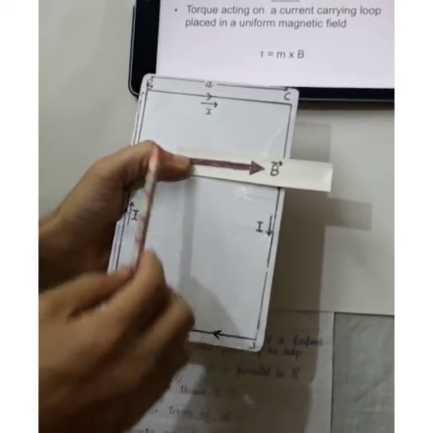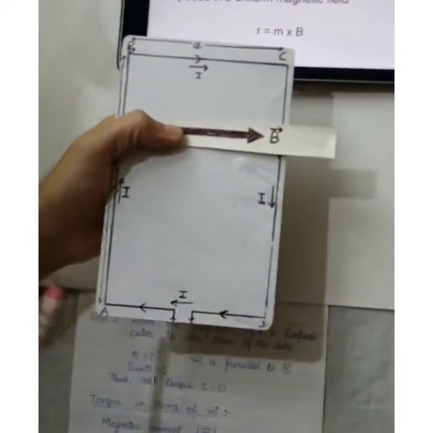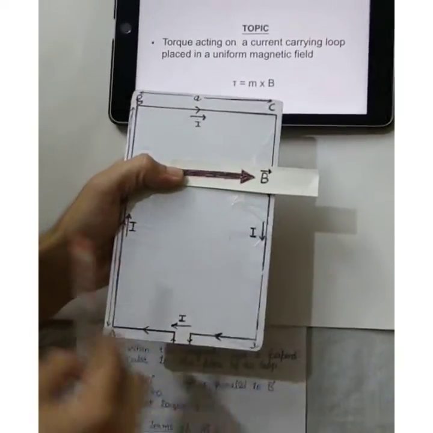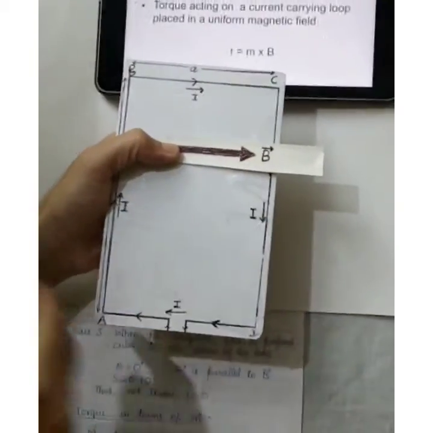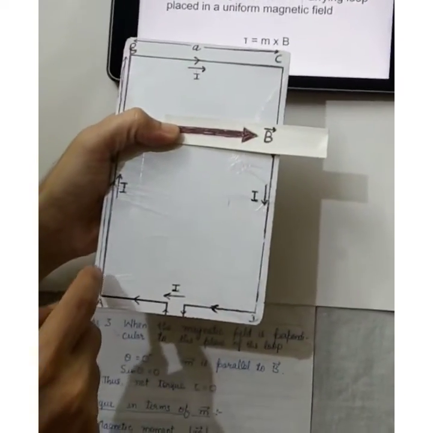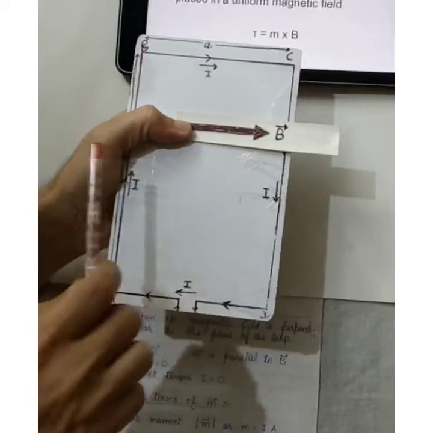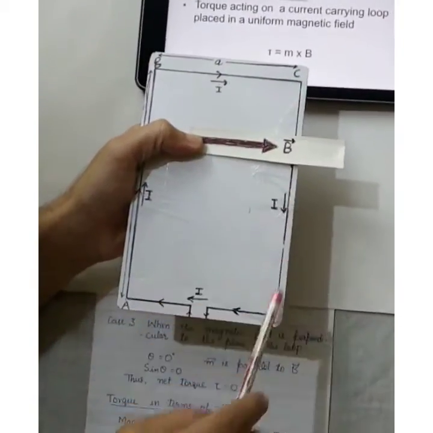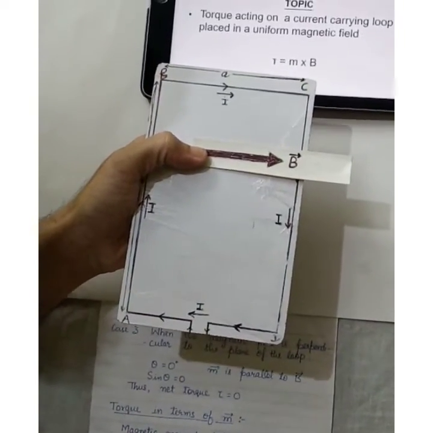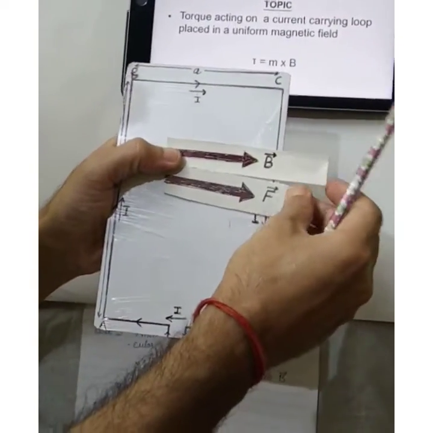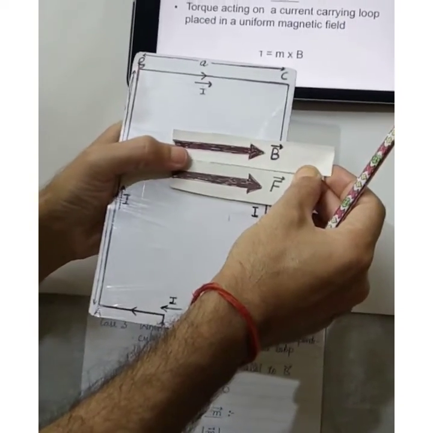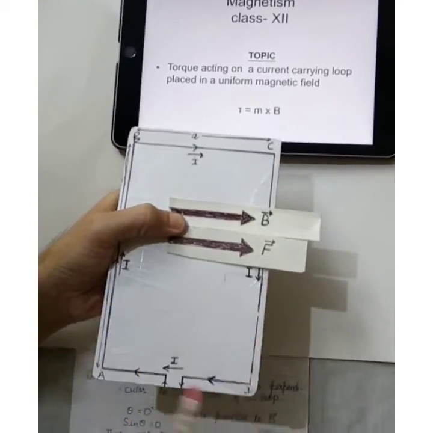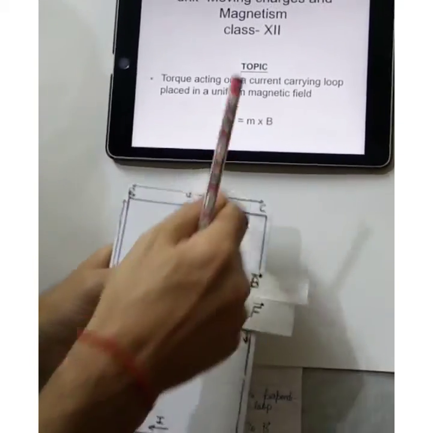Now what is our purpose? The purpose of this topic is to determine the torque on this current carrying loop. To determine the torque, we need to determine the force on the different conductors here in this loop. So in this topic, we are going to determine the force on different conductors. Let us see that.